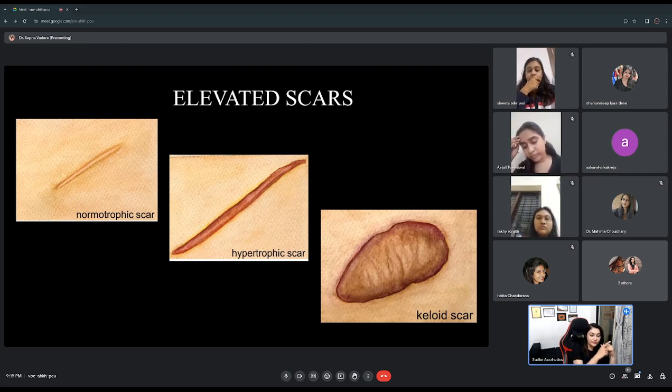Also, if you have one keloid in the body, chances are if you get any other injury anywhere, there would be more chance of formation of keloid there as well. Okay, so that's about keloid.